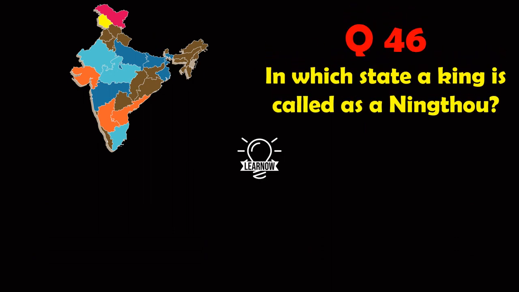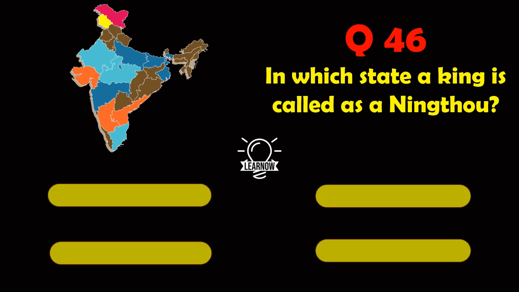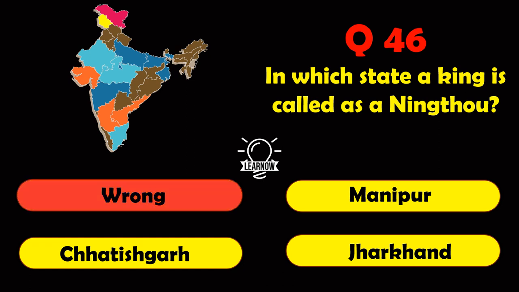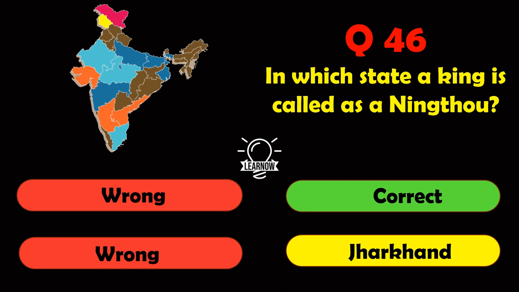Next question is question number 46. In which state is a king called a Ning Tao? In the story, who will be Ning Tao, we talked about that there is a state in India where the king is called Ning Tao. Is it Madhya Pradesh? Madhya Pradesh is wrong. Is it Chhattisgarh? Chhattisgarh is also wrong. Is it Manipur then? Yes, Manipur is the correct answer.